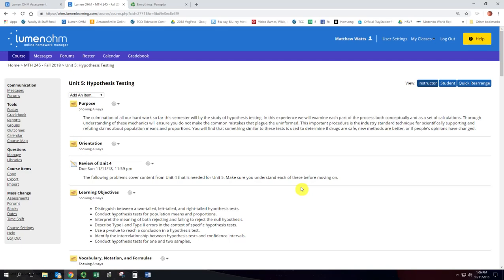It can also be applied to population standard deviations or other parameters. You will find that something similar to these tests is used to determine if drugs are safe, if new methods are better, or if people's opinions have changed.